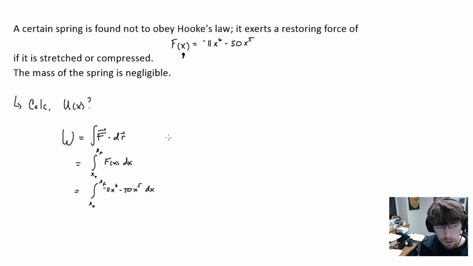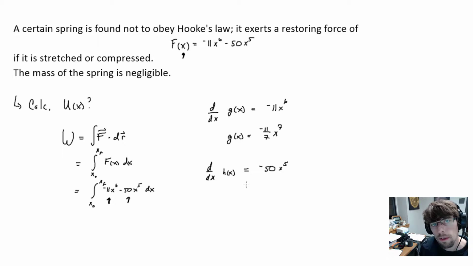Okay. So again, we're asking ourselves, the derivative of what function, I'll call it g of x here, would give me negative 11 x to the sixth? You can tell I'm just looking at the first term here. Hopefully you see that g of x should simply be negative 11 over 7 x to the seventh. You take a derivative, take the power down, lower it by 1. Similarly, the derivative of what function, which I'll call h of x, will give me negative 50 x to the fifth? Hopefully the same song and dance applies. h of x will simply be equal to negative 50 divided by 6 x to the sixth.